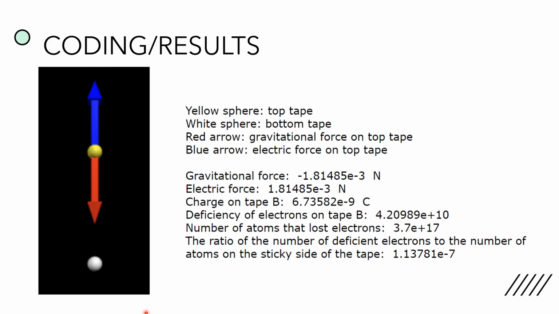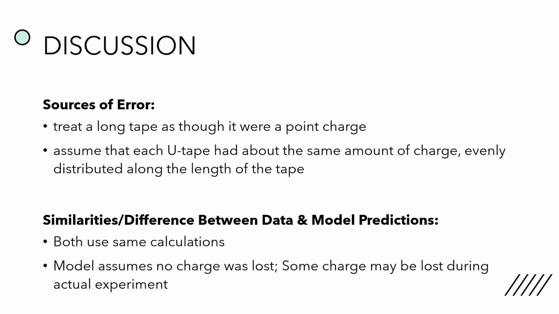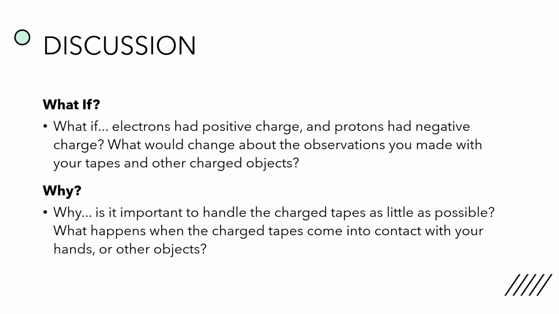So for this lab, the sources of error were that I treated a long tape as though it were a point charge, and I assumed that each U-tape had about the same amount of charge evenly distributed along the length of the tape. Some similarities and differences between the data and model predictions were that I basically used the same formulas and the same calculations for both, but in the model, so basically in the code, I assumed that no charge was lost, but in the real world, some charge was probably lost.